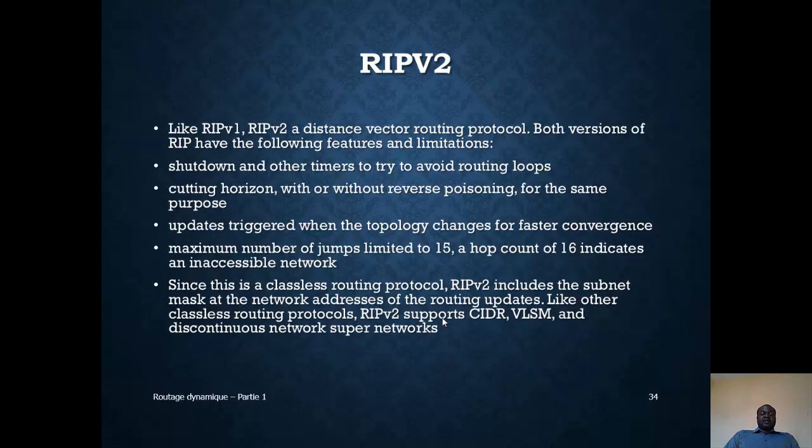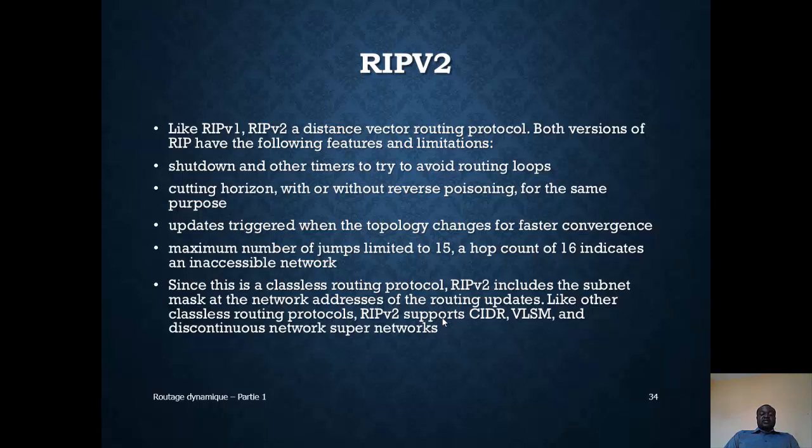And like RIP version 1, if you want to talk about RIP version 2 now, we know that RIP version 2 is a distance vector routing protocol. Both versions of RIP have the following features and limitations: hold-down and other timers to try to avoid routing loops, split horizon with and without poison reverse for the same purpose, triggered updates when the topology changes for faster convergence, and a maximum number of hops limited to 15. A hop count of 16 indicates an inaccessible network.